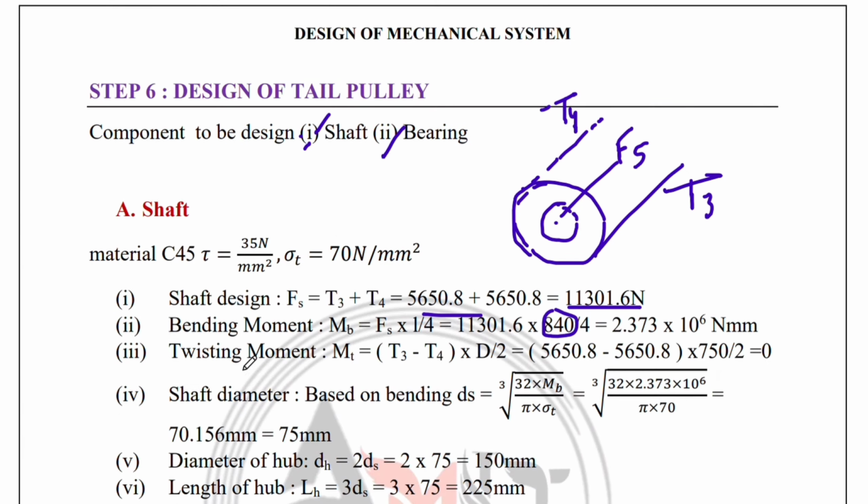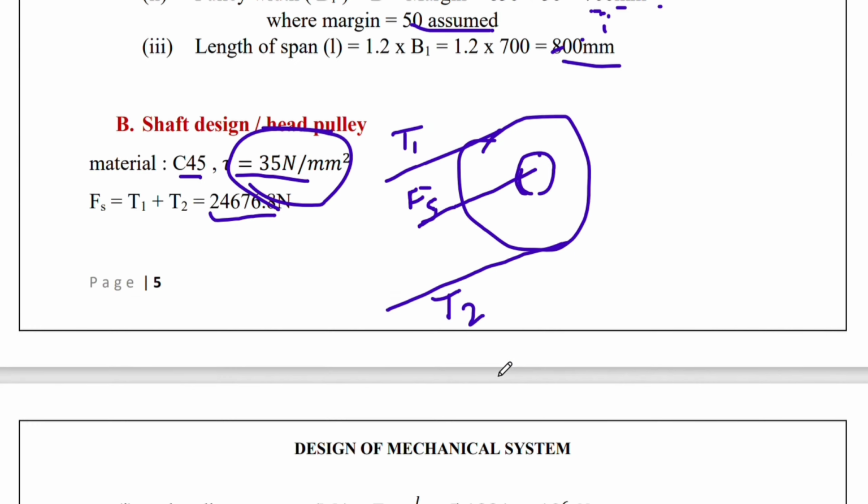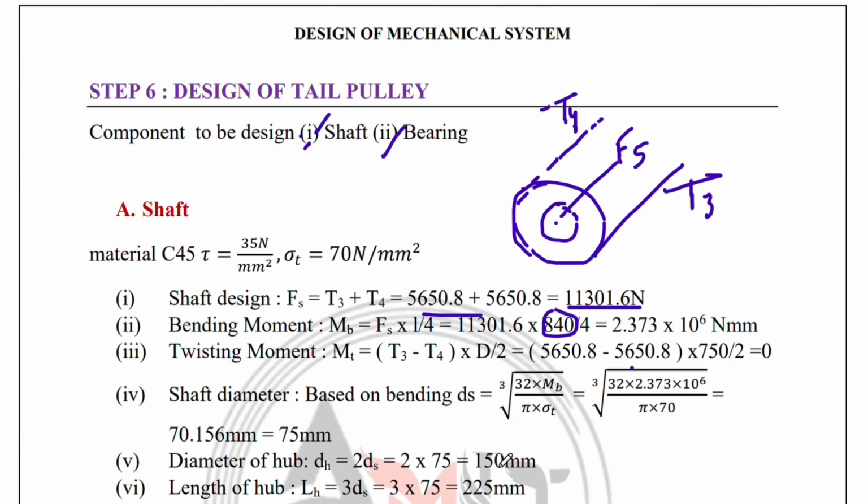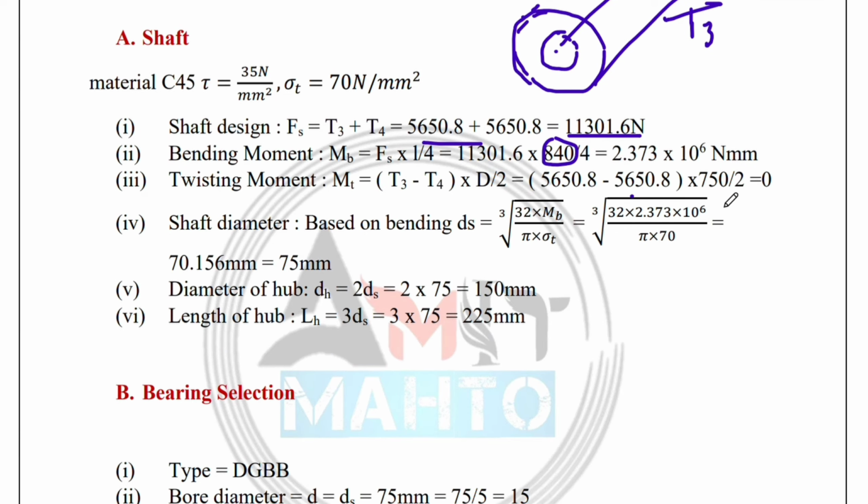Next we find the twisting moment. Twisting moment will be Mt equal to (T3 minus T4) into D by 2. T3 and T4 both values we got in step number 4. D will be the diameter of the pulley, which we found over here, which is 750 mm. Diameter of pulley 750 mm. Since T3 minus T4 is zero, you will get the twisting moment value as 0.